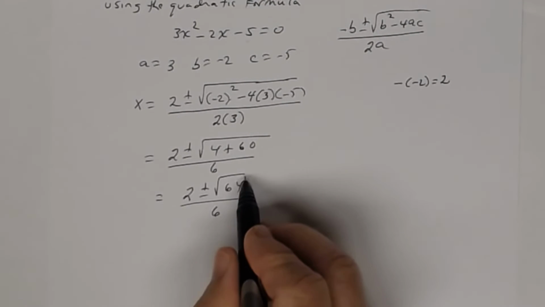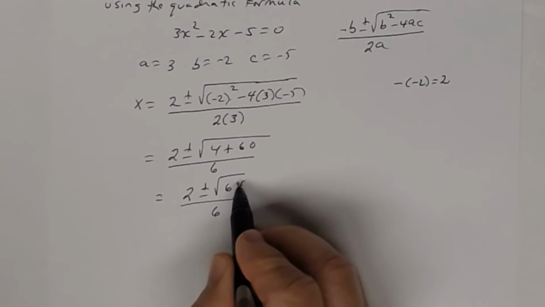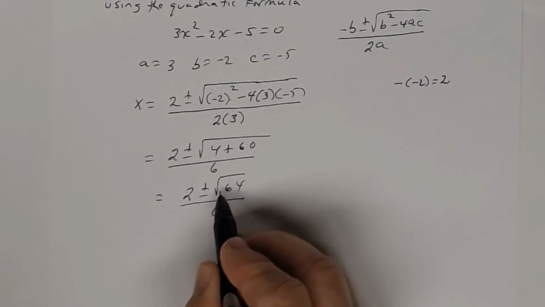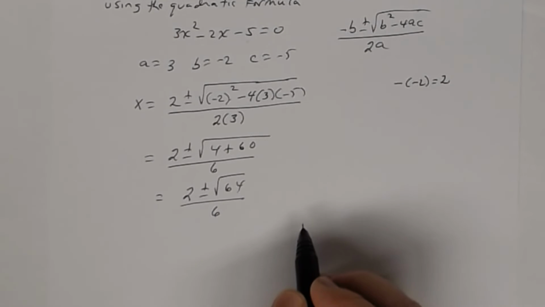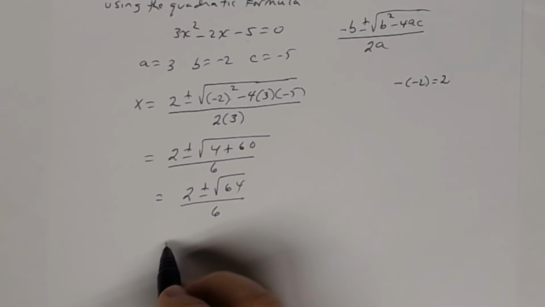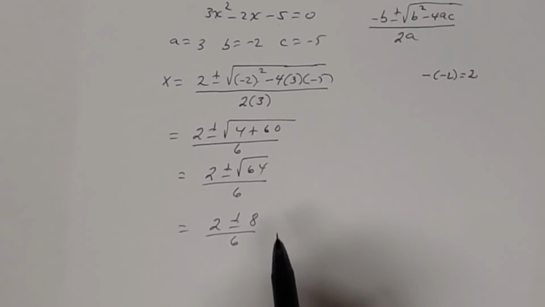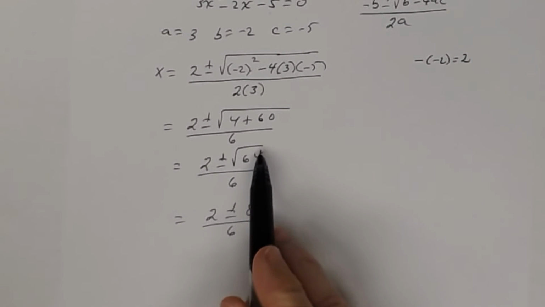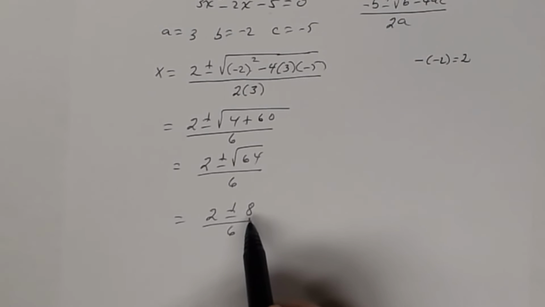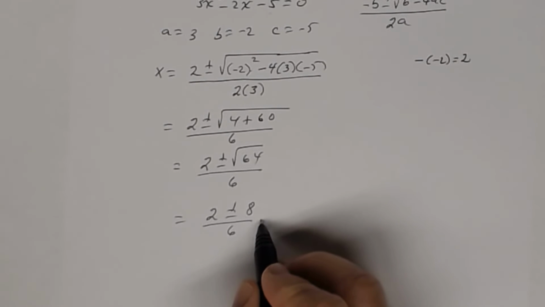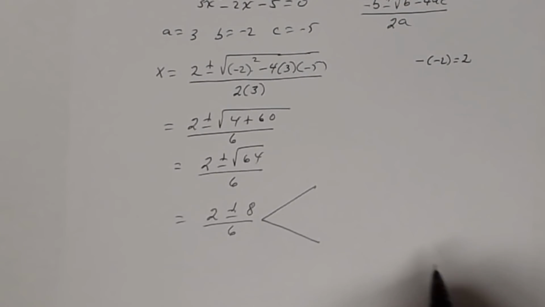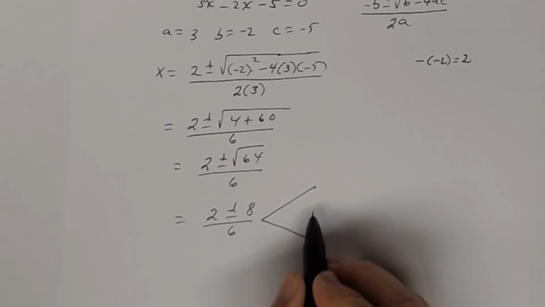Now at this point, you need to simplify the radical if possible, and in this case, 64 is a perfect square. So the square root of 64 is 8. So this becomes 2 plus or minus 8 divided by 6. And the fact that the square root of 64 is a rational number, it is not an irrational number, we are now going to write this as two rational solutions. So we're going to split it apart just like this.